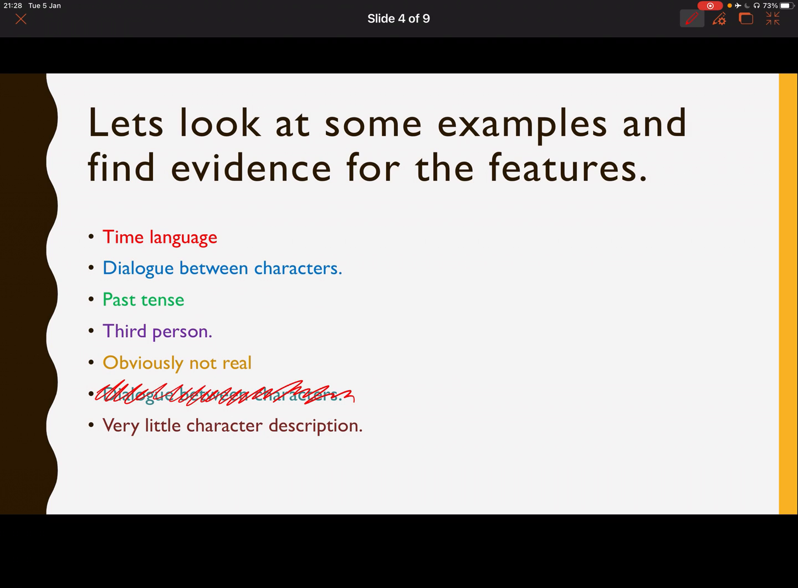I'm going to look for time language. I'm going to look for dialogue between characters. I'm going to look for the past tense or things that show me it's past tense. I'm going to look for things that show me it's third person. I'm going to look for things that are obviously not real, and I'm going to show that there's not a lot of character description. I don't know why I put full stops there either. It's late, that's my excuse. Oh, and that one can go as well. These aren't sentences, they don't need full stops, they don't have a subject, noun and a verb. So let's look for these things. Time language, dialogue, past tense, third person, obviously not real, and very little character description.